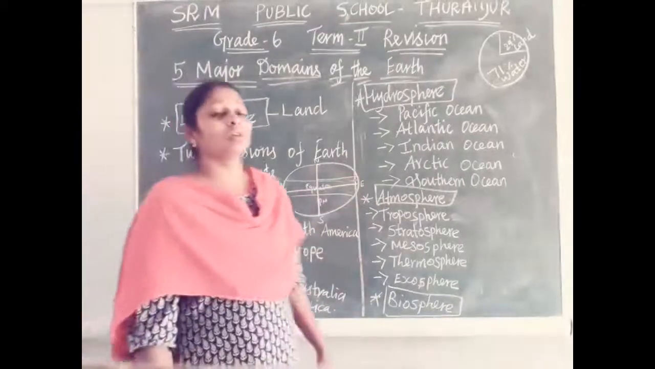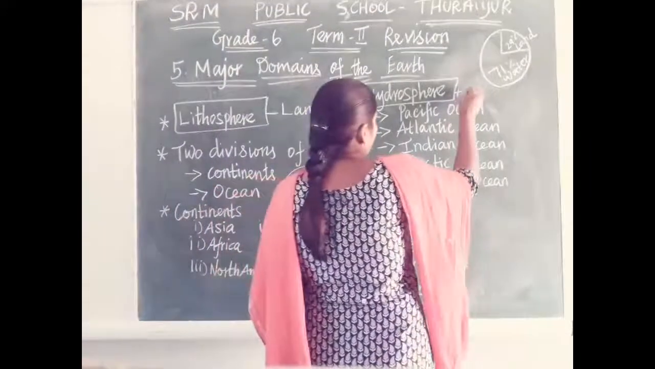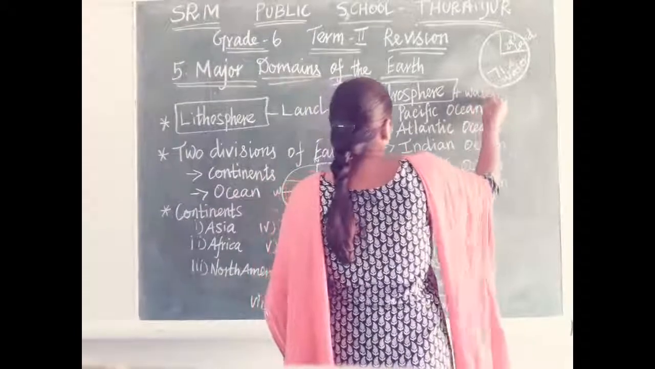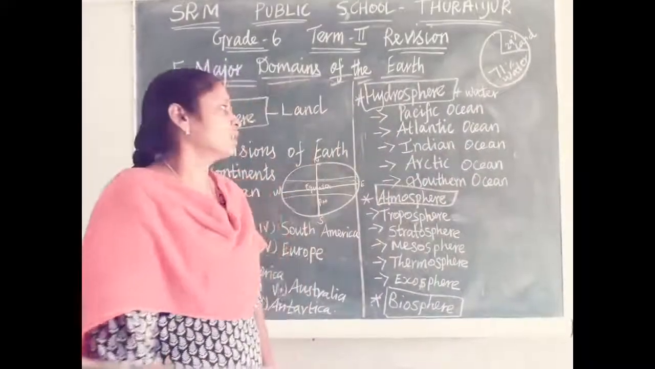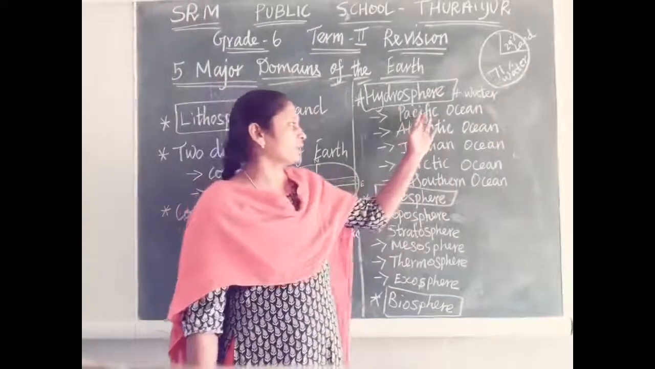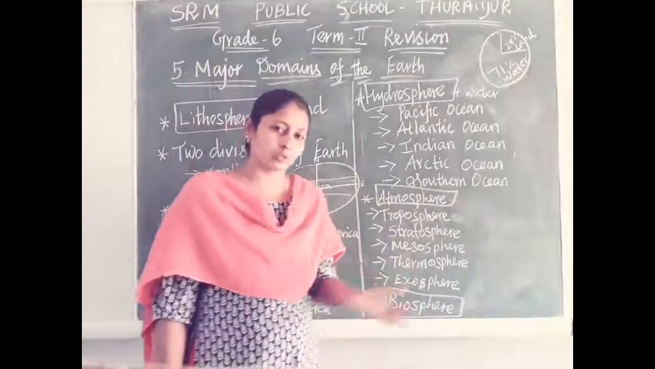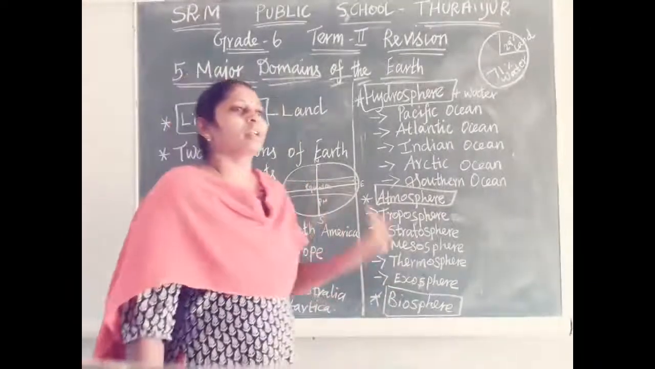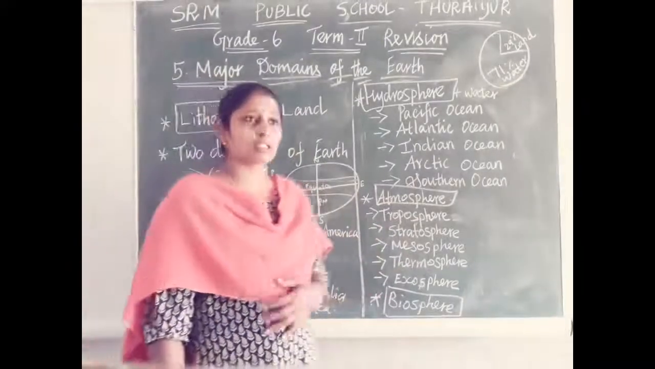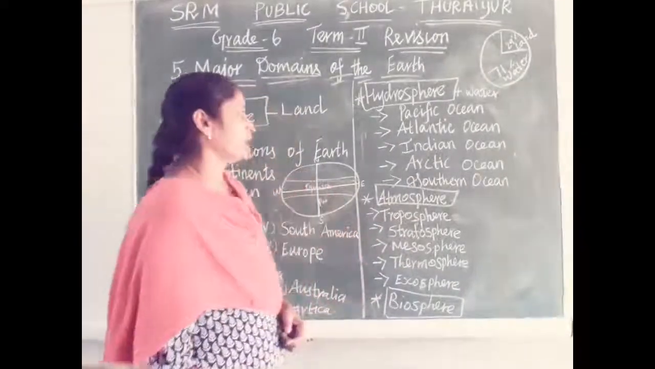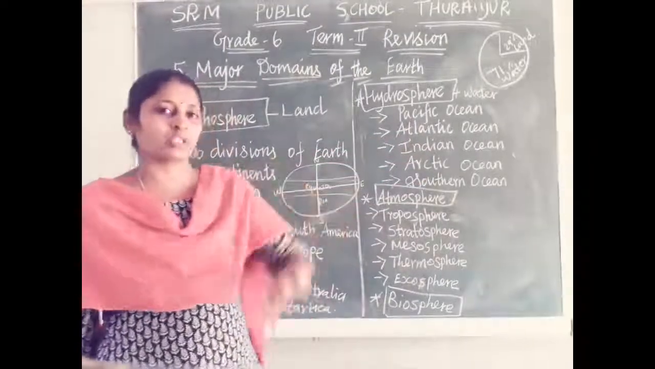Next we are moving to the hydrosphere. Hydrosphere means water; hydro means water. Already I said 71% of the earth is covered with water. The hydrosphere means the presence of oceans, seas, lakes, rivers. Wherever water is present, including glaciers, that comes under the hydrosphere. Here we discuss only the 5 major oceans.